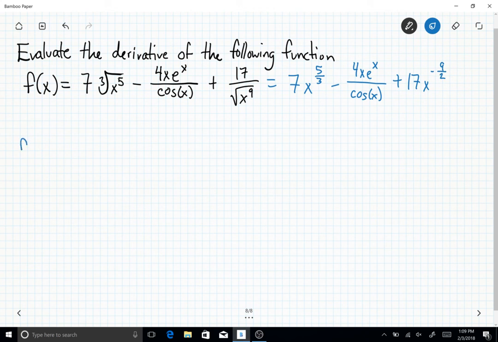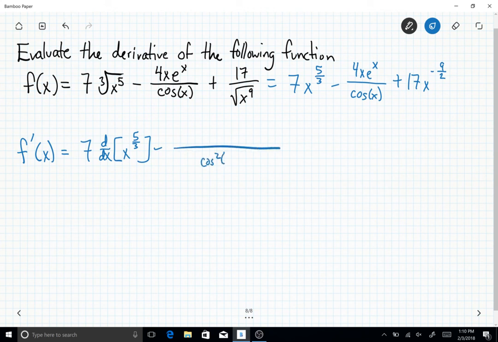So when we try and calculate f prime of x, we're going to have a couple power rules, we're going to have a product rule, quotient rule, all sorts of fun stuff going on here. So derivative of the first one, we'll just write 7 times the derivative of x to the 5/3, which we'll calculate in just a minute, minus, in the second one, we're going to use quotient rule first.